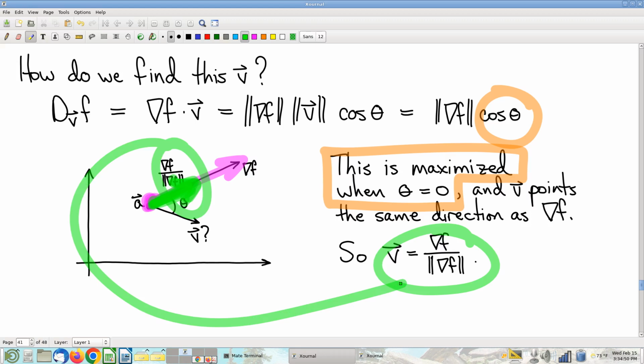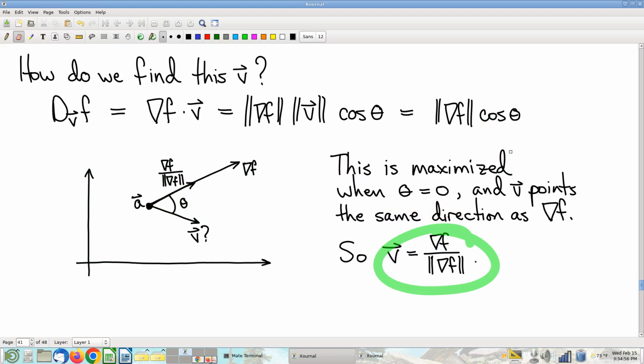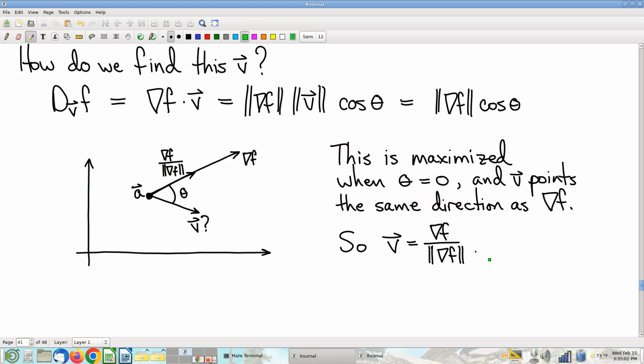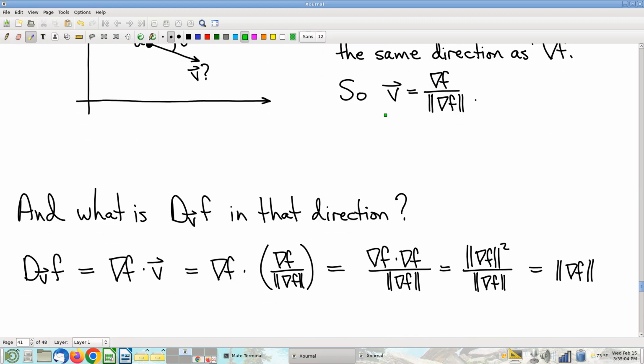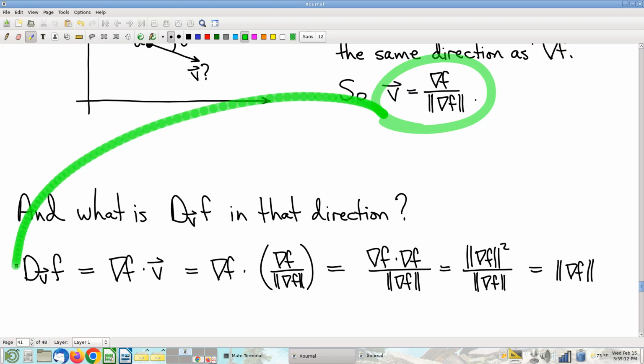So, natural question: what's the direction of fastest increase? Obviously a natural question, and a simple answer: go in the same direction that the gradient is pointing. Now the natural next question is, this is the direction to go to increase the function as fast as possible, but how fast is the function increasing as I move in that direction? In other words, what is the value of this directional derivative going in that optimal direction?